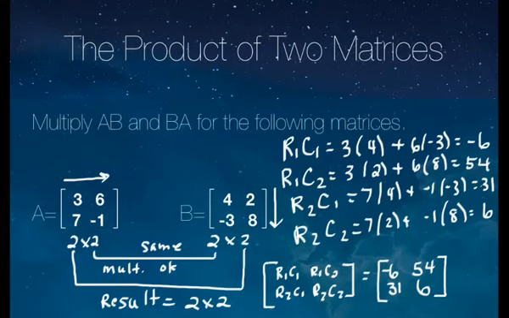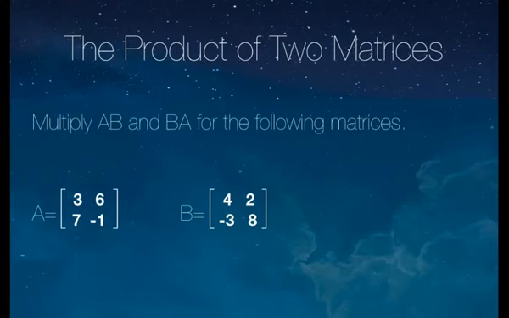I want you to turn around and multiply them backwards. B times A. Go. All right, so let's look at this one.